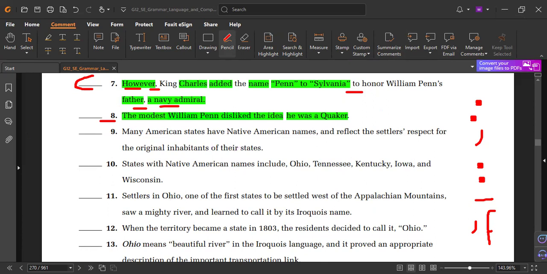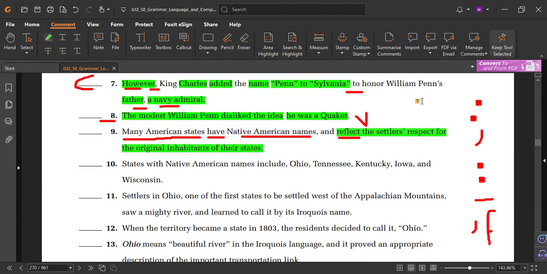Okay, now let's continue. Let's check number 9. Let me help you. Here he said many American states have, subject and verb, and then Native American names, so a complete clause, and then the second part starts with a verb. So the second clause after the comma lacks a subject. That is why we can delete the comma.